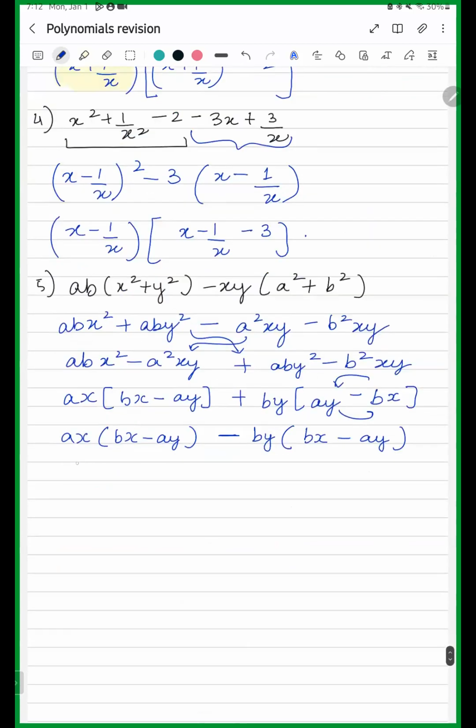So now, since these two brackets are the same, we can take that bracket as common, and then inside we are left with AX minus BY. So this is the answer.